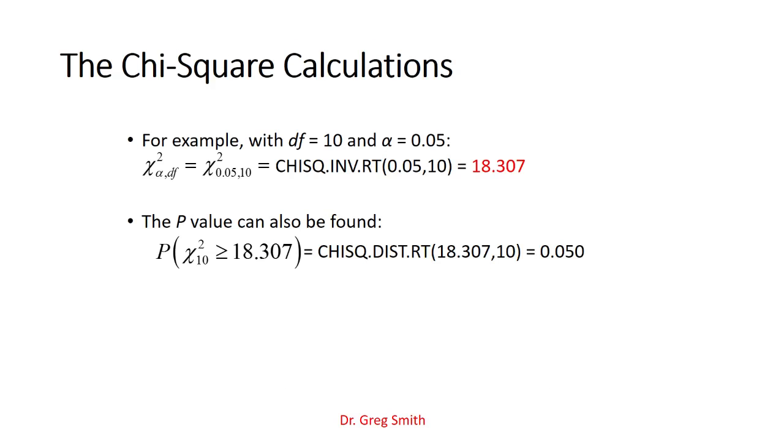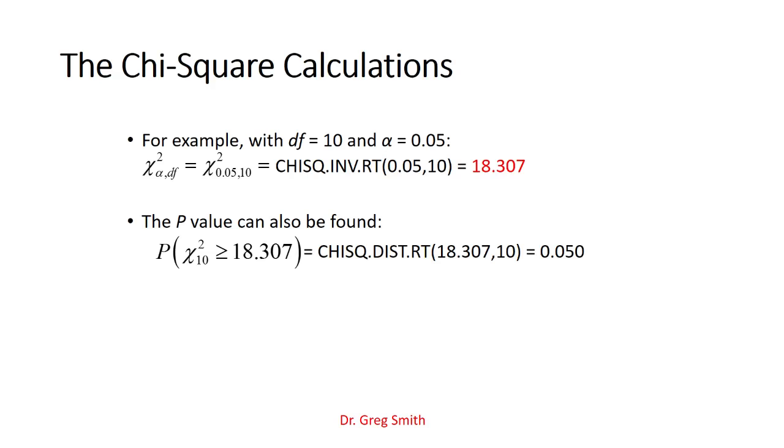So if I had degrees of freedom of 10 and alpha of 5%, I would use a call in Excel called chi-square CHISQ.INV.RT, so it's a value, and right tail. So the RT represents that. I throw in the 0.05, the 10, and I get a value of 18.3.